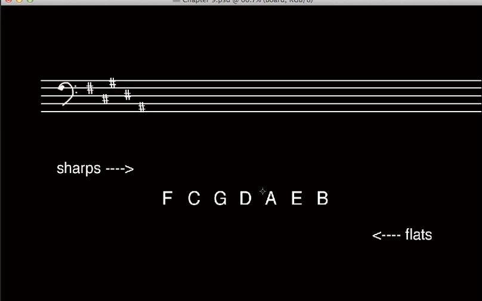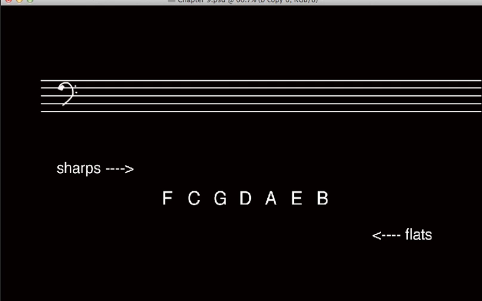And then I have the E sharp, which is going to be on the 3rd space. And then my last sharp is going to be a B sharp, which is going to be on the 2nd line. So here are the order of sharps for the bass clef. As you see, the pattern is still the same, but it's just on different lines because of the notes and a different clef. Now we're going to look at the order of flats in the bass clef.